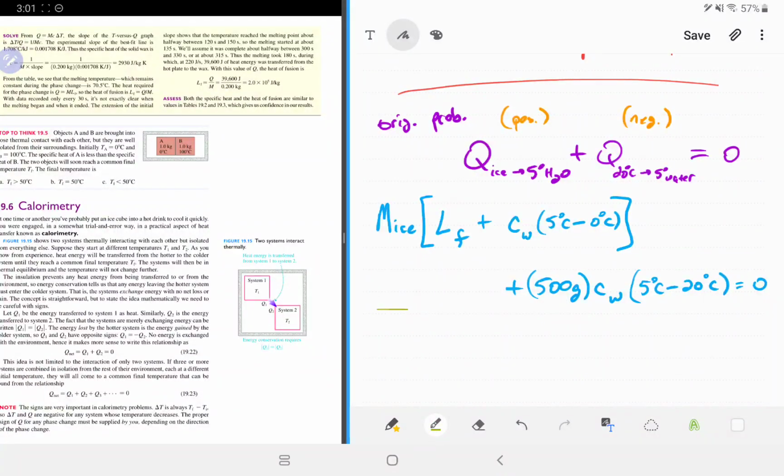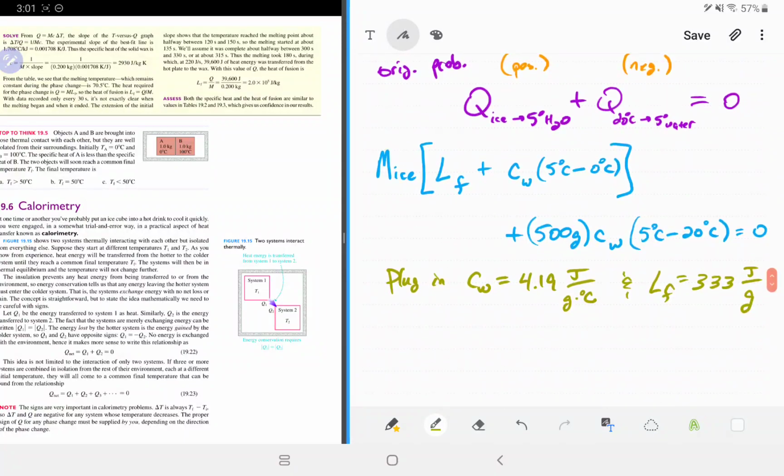So if we plug in the specific heat for water, which is 4.19 joules per gram Kelvin, or gram degree C. It doesn't matter because it's a temperature change, remember. And plug in the latent heat of fusion, which is 333 joules per gram degree C. Oh, sorry, remember, no temperature change. This is just joules per gram. We can solve for m ice.